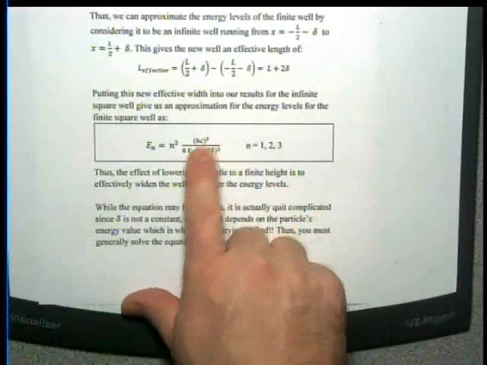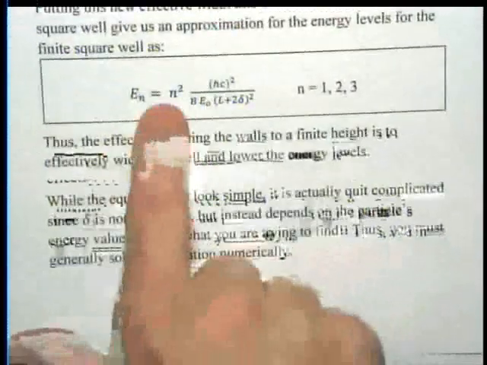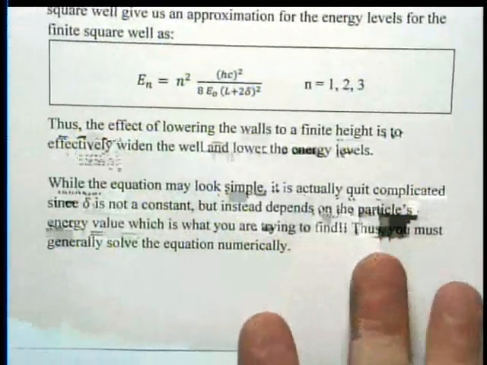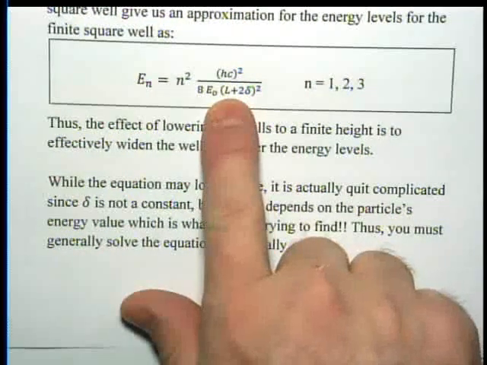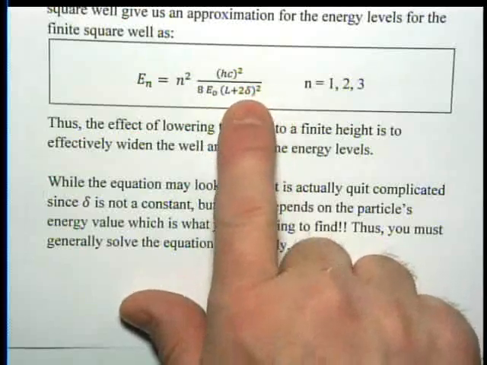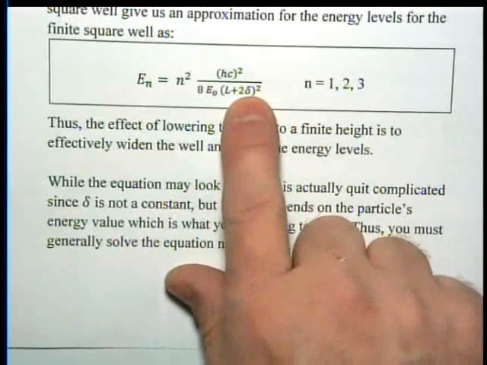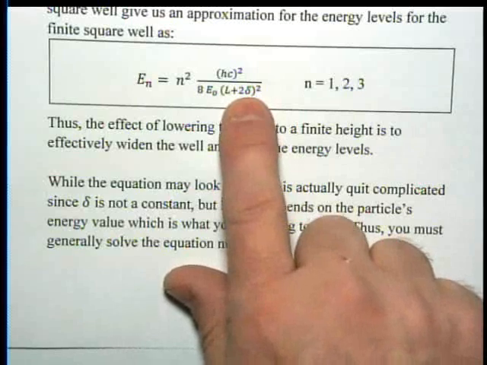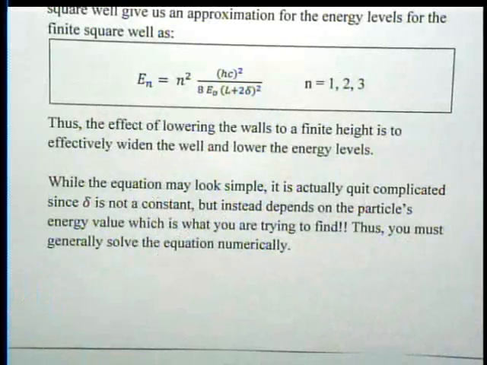So he's got h-bar squared, that's just the normal particle in a box. He's got the n squared for the level, so this is best approximating the ground state when n is 1. I don't have L squared anymore, I have L plus 2 delta, squared. Now that equation looks really simple, and if this was a constant, it would be simple. But that's not a constant. That thing there has in it E. So you have E on this side, you have E on that side. This equation cannot be worked by hand. So how does one work it?